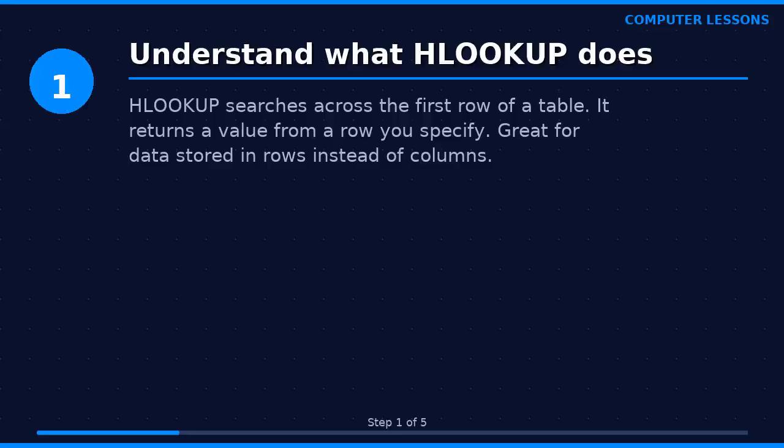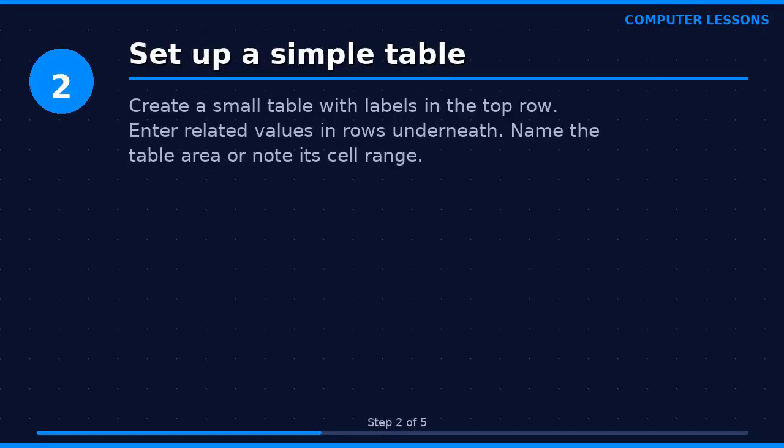Step 1. HLOOKUP is short for horizontal lookup. Instead of looking down a column like VLOOKUP, it looks across the top row to find a match, then drops down to return a value from another row. It's perfect when your headings are across the top and the details are in rows underneath.